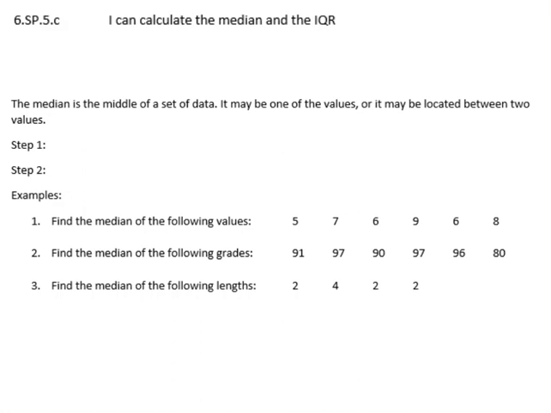I can calculate the median and the IQR. The median is the middle of a set of data. It may be one of the values if there is an odd number of values, or it may be located between two values if there happens to be an even number of values. We have two steps. Step one, put the numbers in order.